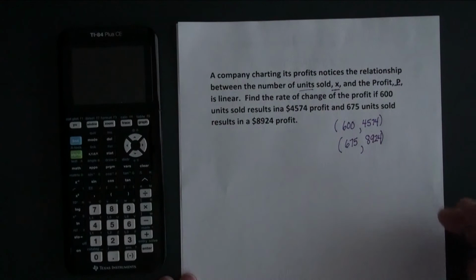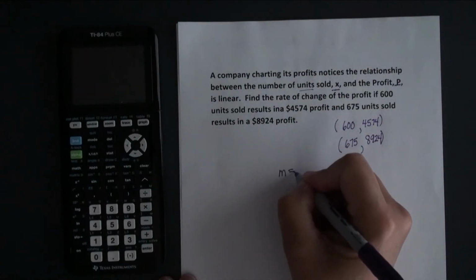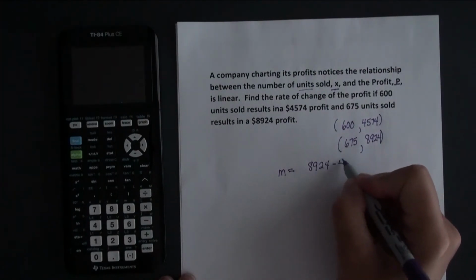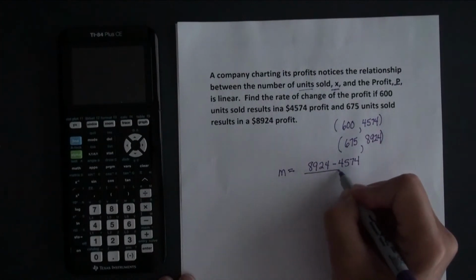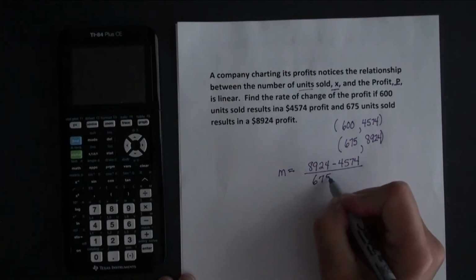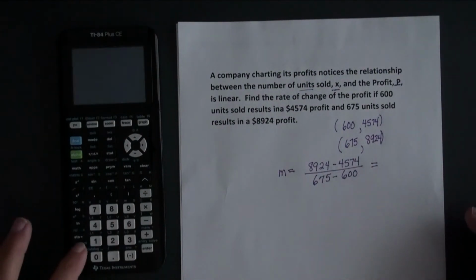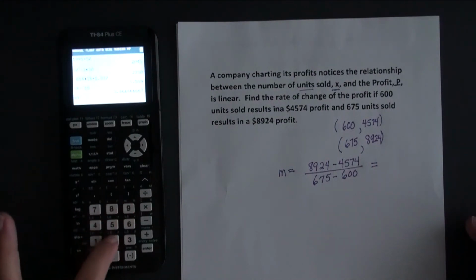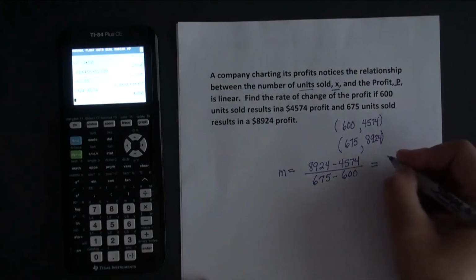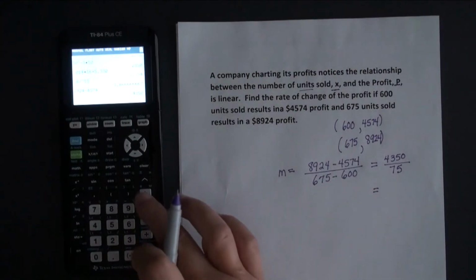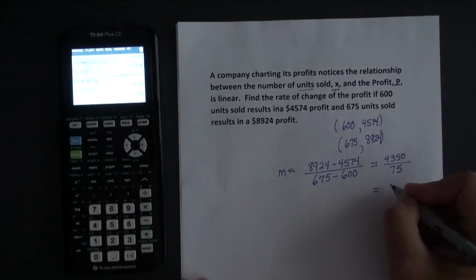So if we're asked for the rate of change, we just want to know the slope. So I will take my Y values and subtract them over my X values subtracted. And now if I go to my calculator, 8924 minus 4574 is 4,350, and 675 minus 600 is 75. So if I divide that out, I get 58.